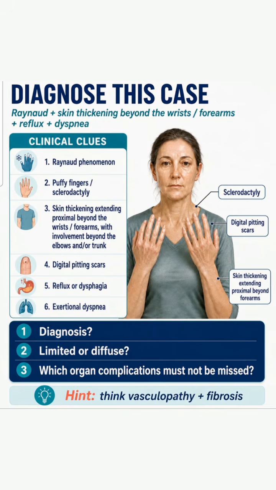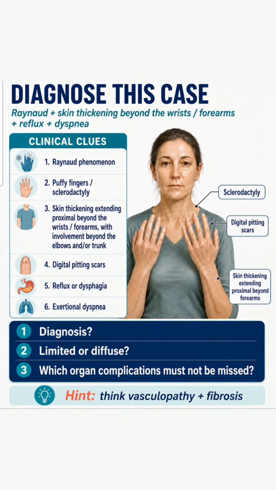On this slide, the thickening is not limited to the fingers. It extends proximal beyond the wrists and forearms, with possible involvement beyond the elbows or trunk. That helps us classify the disease. Now add reflux or dysphagia, suggesting esophageal involvement, and exertional dyspnea, suggesting possible lung disease.